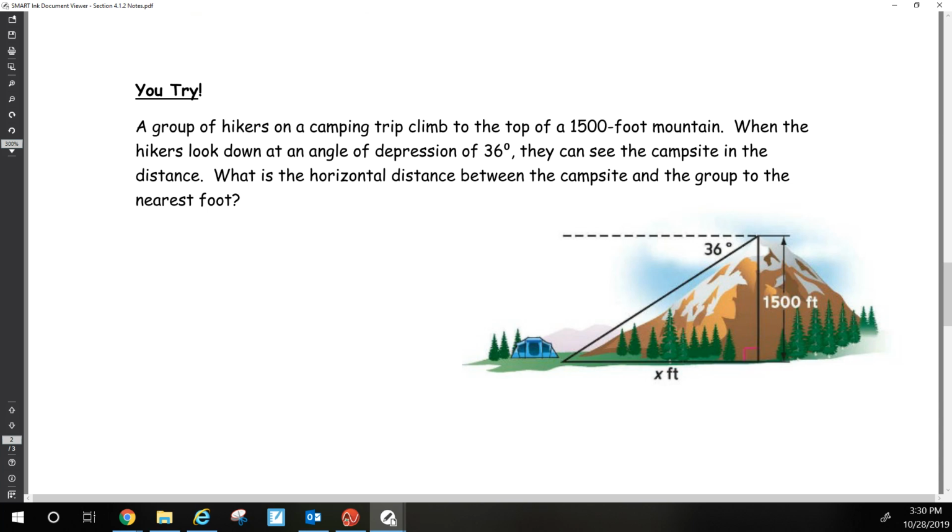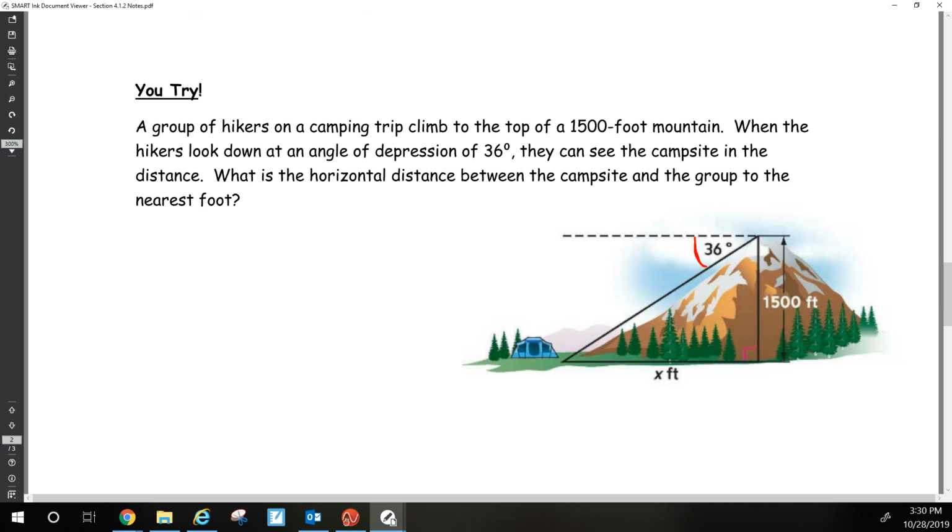A group of hikers on a camping trip climbs to the top of a 1,500-foot mountain. When the hikers look down, so they're up here, right? Yay, this is us. We made it to the top. When they look down at an angle of depression of 36 degrees, they see their campsite. So we know this angle is 36. What is the horizontal distance between the campsite and the group to the nearest foot? So this would be my vertical distance, right? They were up 1,500 feet. I want to know the horizontal distance between the campsite and these guys on the mountain. That's going to be my x value.